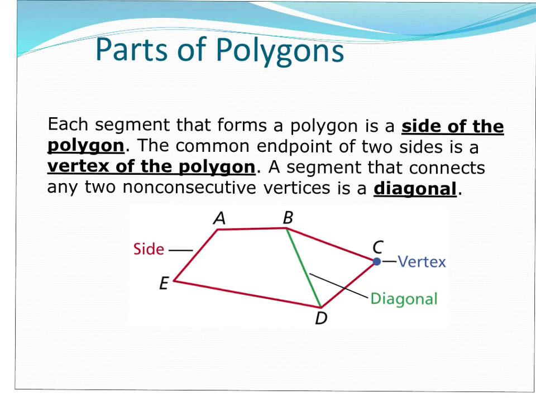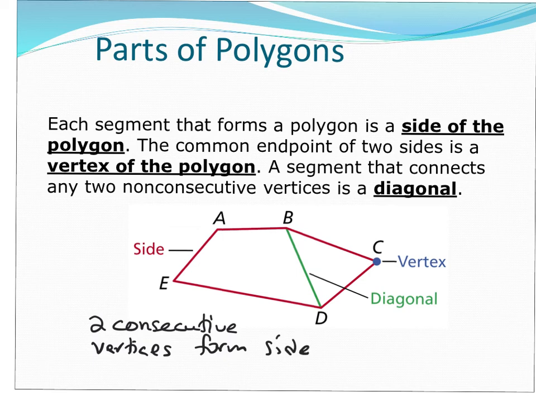Okay, so if you saw the word two consecutive sides, two consecutive connections of vertices, that forms a side. So for example, consecutive means like in order. Consecutive integers are like 1, 2, 3, 4. So consecutive vertices would be like E and then going to the D. And when you connect those two vertices, that forms a side.